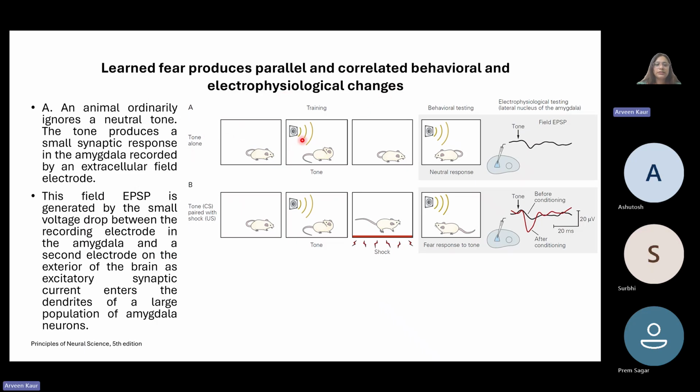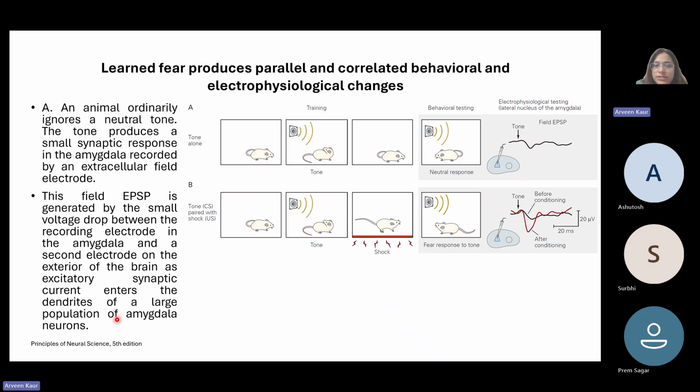You can see this is a tone and this is a tone paired with a shock, right? So when there is training happening, there is a neutral response, right? So when electrophysiological testing is done from the lateral nucleus of the amygdala, the field EPSP looks something like this. An animal ordinarily ignores the neutral tone. The tone produces a small synaptic response in amygdala recorded by an extracellular field electrode over here. This field EPSP is generated by the small voltage drop between the recording electrode over here in the amygdala and a second electrode on the exterior of the brain as excitatory synaptic current enters the dendrites of a large population of amygdala neurons, right?